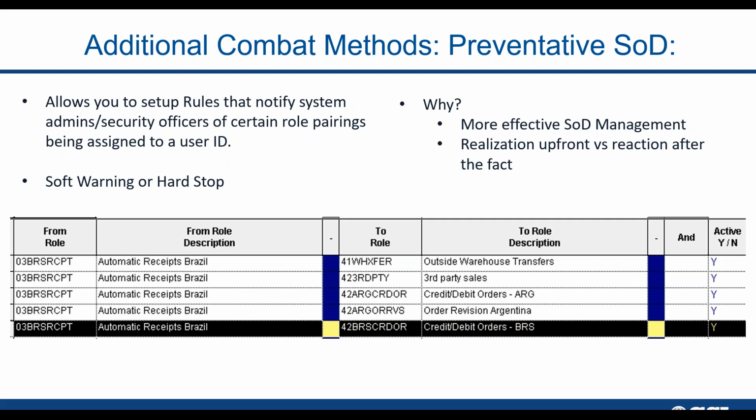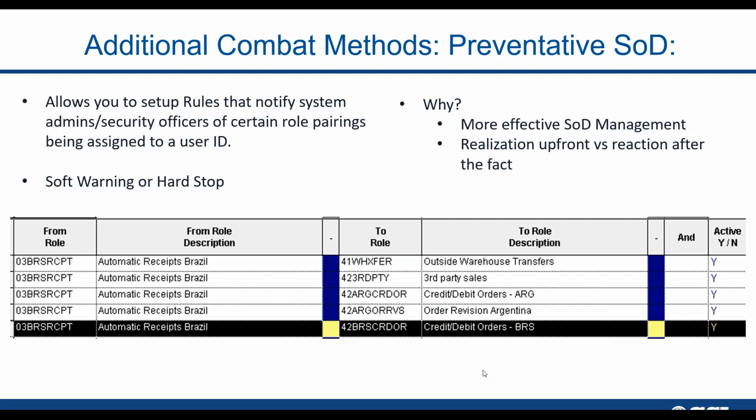But basically, preventative SOD allows you to set up rules that notify system admins or security officers, whoever's taking care of your role relationships, of certain role pairings being assigned to a user. They can either set that up to be a soft warning, which will allow the person to continue. It'll just give them a warning, are you sure you want to continue? Or it'll give them a hard stop saying, no, you need an additional level of authority or authorization, and it needs to be notated before this can go on. So some good features, but what does it mean? So basically you take a from role to a role, as you see on the screen here.